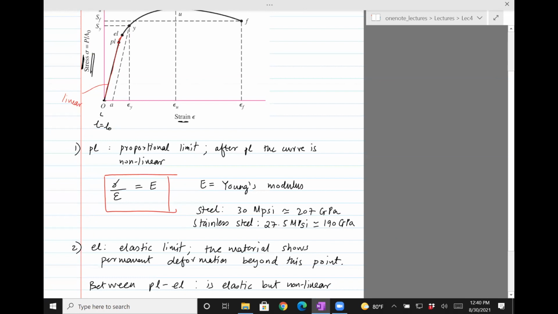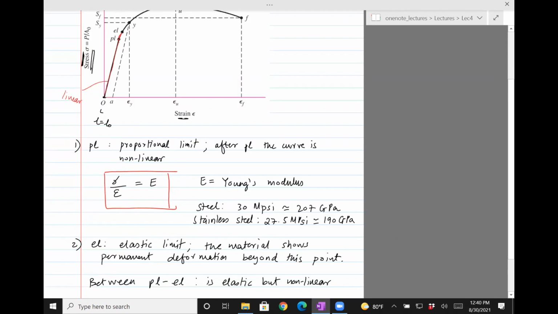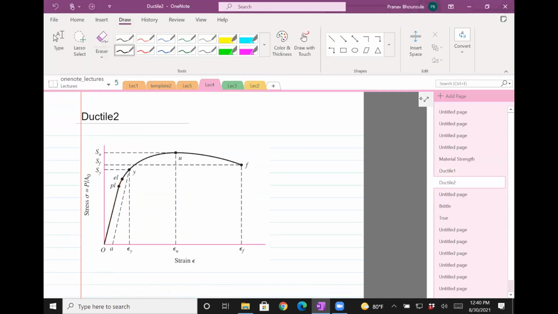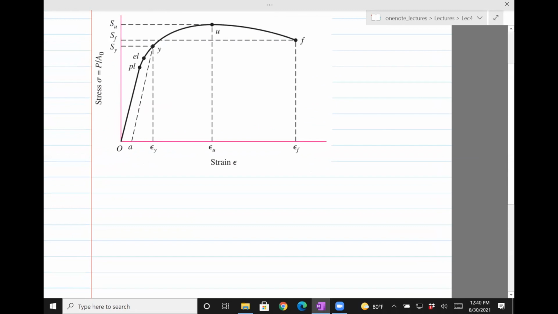Okay, so let's move on along this curve. We are at this point, which is Y, and that's called the yield point. So I have it again over here. Y is the yield point.